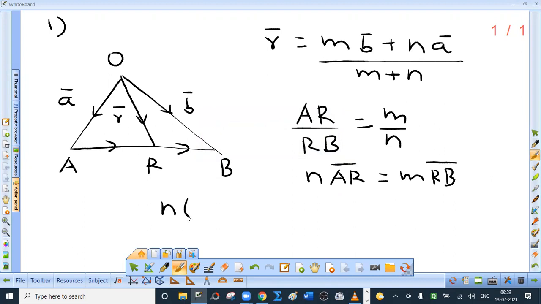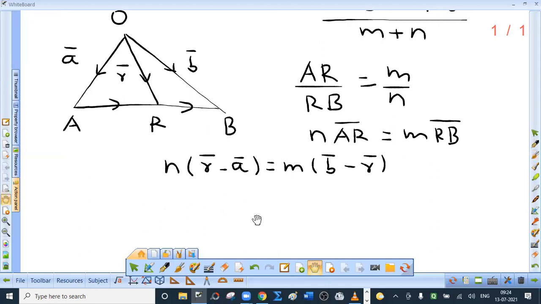Now what is AR bar? Position vector of the point R, which is R bar, minus position vector of the point A, which is A bar, times n, equals m times RB bar. What is RB bar? Position vector of point B, which is B bar, minus position vector of the point R, which is R bar. Now we have to solve this equation for R bar. Open the bracket. So n R bar minus n A bar is m B bar minus m R bar.